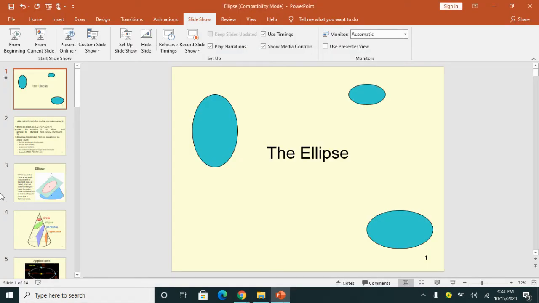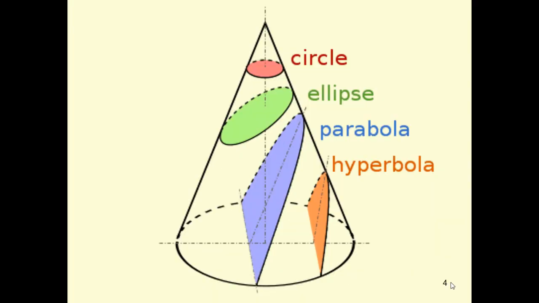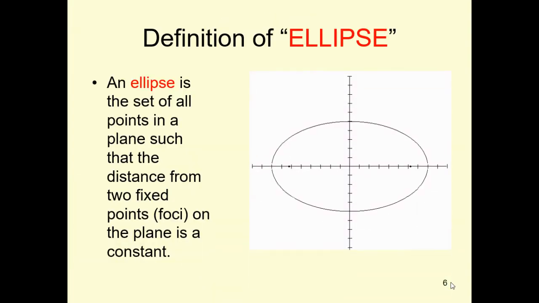So what I'm talking about here is the set of all points in which the distance from two fixed points on the plane is constant. For example, we have this point here connected to another point, padong diha sa foci. This is our first focus and the second focus. So constant na siya all around the ellipse.